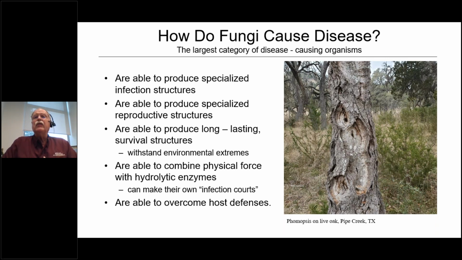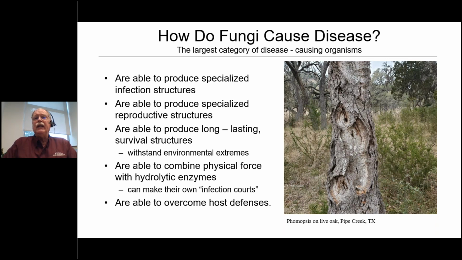And although someday a good blow is going to come along, and because of the girdling by the canker-causing organisms, the tree is going to blow over. But still, nonetheless, the tree has been surviving year after year, reproducing, growing, and so it's kind of a stalemate. But let's talk about fungi for just a minute and talk about why they are the largest category of disease-causing organisms. First of all, they're able to produce specialized infection structures.